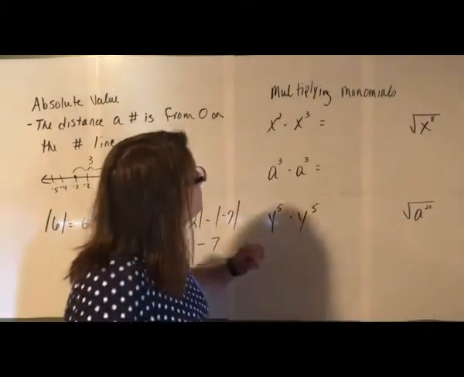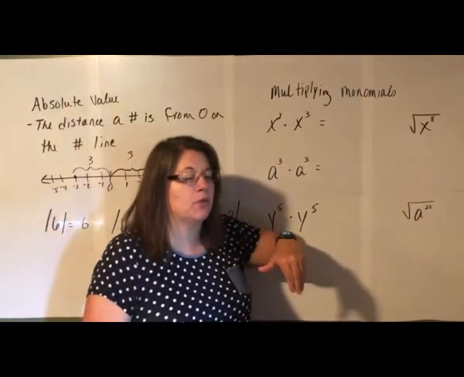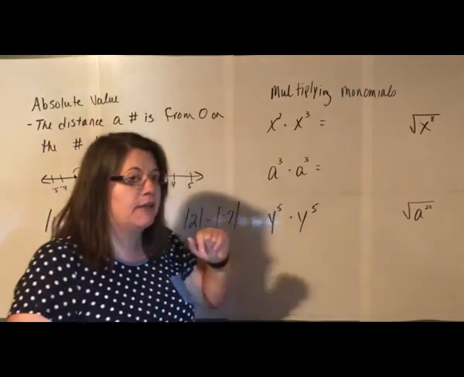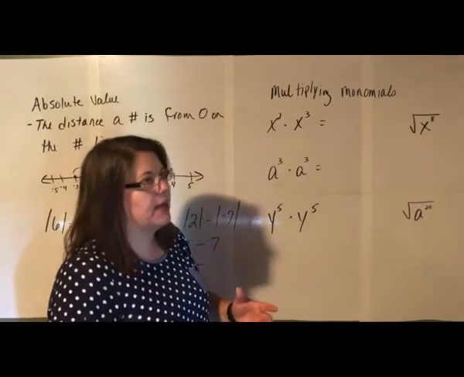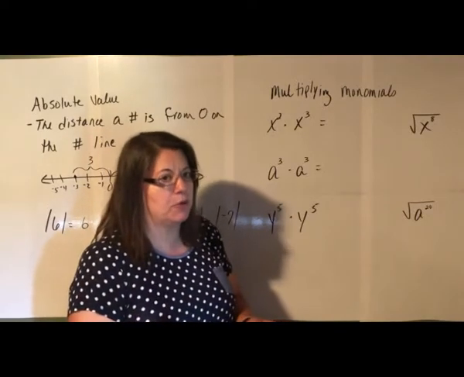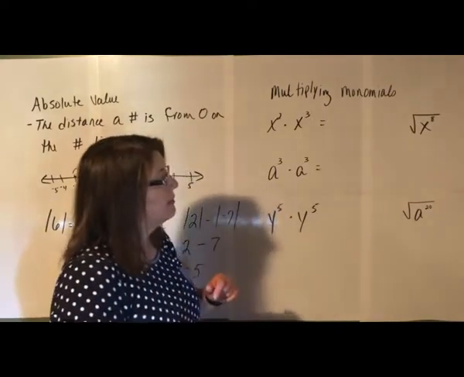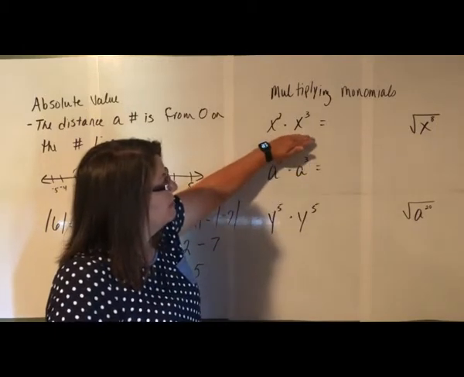The next thing was multiplying monomials. As we're getting into simplifying radicals, we're also going to be simplifying radicals that involve variables. So if we are simplifying variables, we need to understand how the exponents for variables work when we're multiplying monomials together. So basically here I have two monomials, x squared times x cubed.